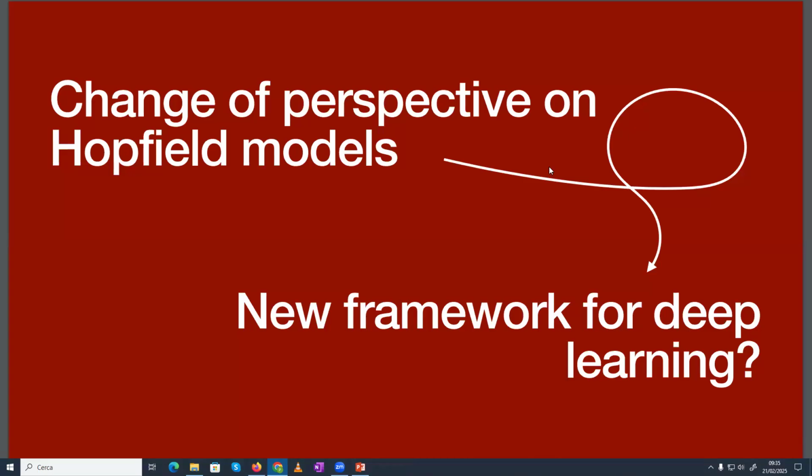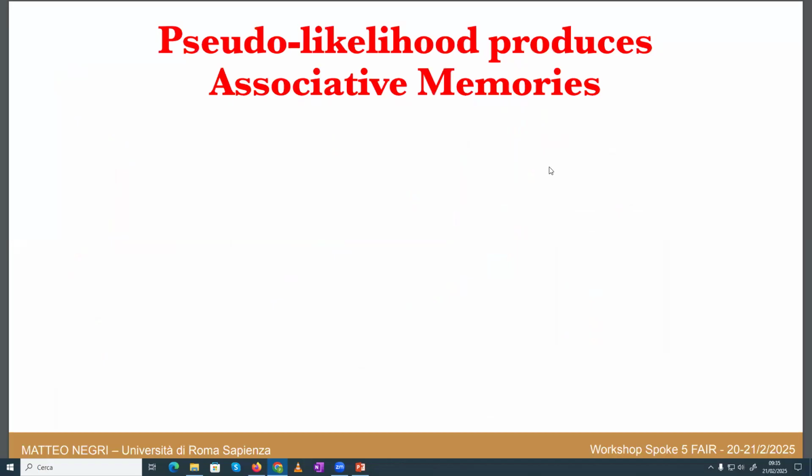My future perspective is to use this to understand what's happening theoretically in deep learning. So if I have a few more minutes, I'll just tell you something that's unpublished yet, but it's a perspective of how these things could be used in something a bit more complicated than just a Hopfield network, which is energy-based models.